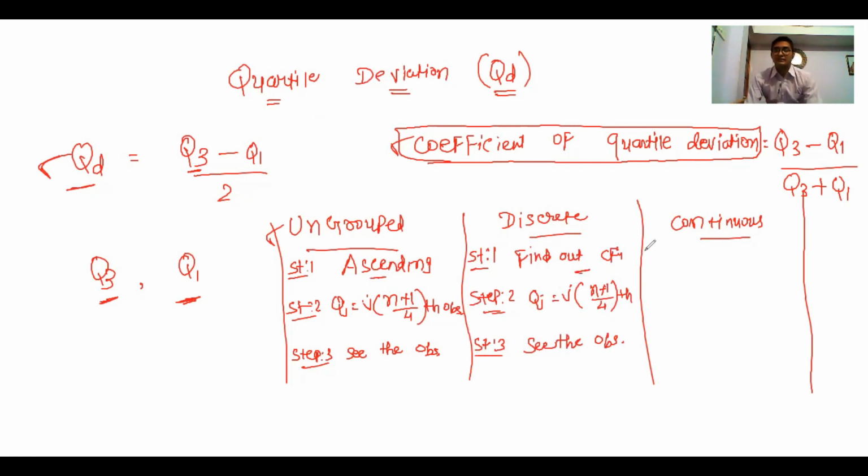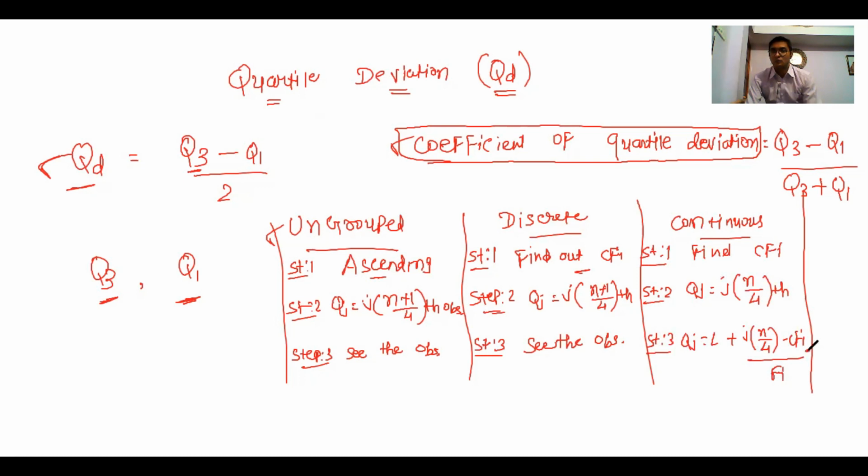And for continuous data, step number 1, find CFi. Step number 2, Qj is equal to j times n by 4th observation. And step number 3, Qj is equal to L plus j n by 4 minus CFi divided by Fi into C. So this is the topic that we have already completed in chapter number 3. This is only the revision part.